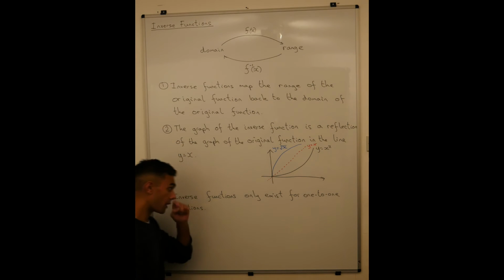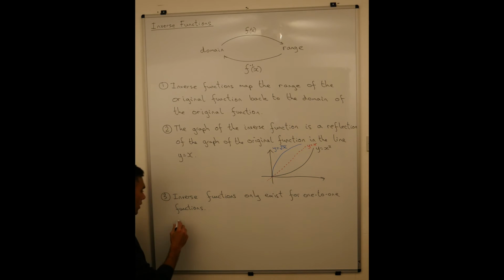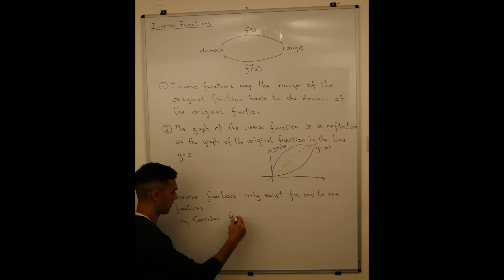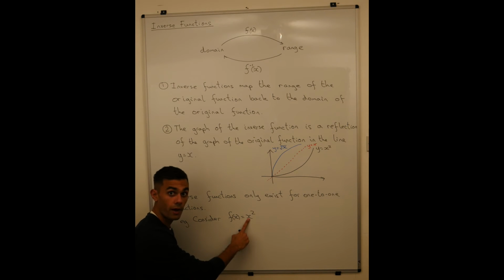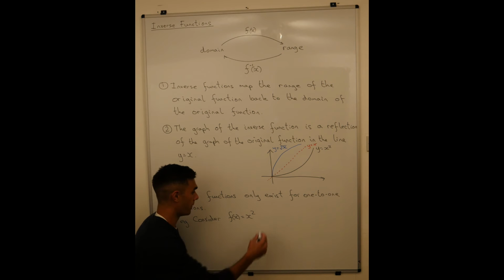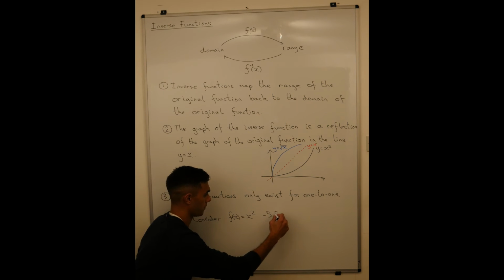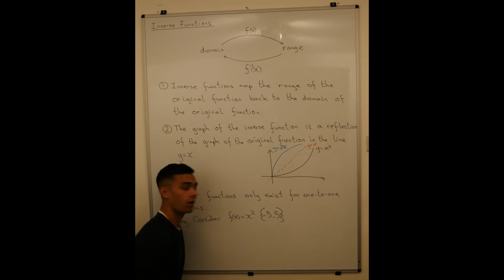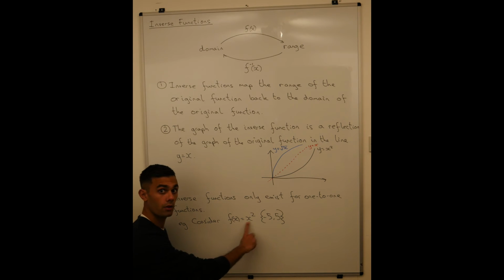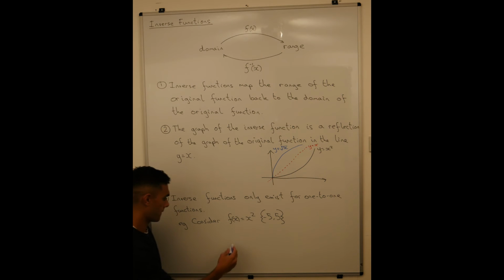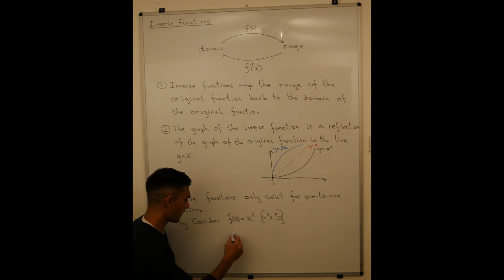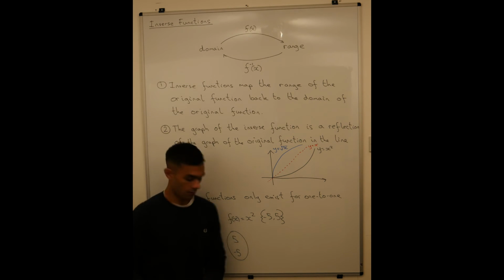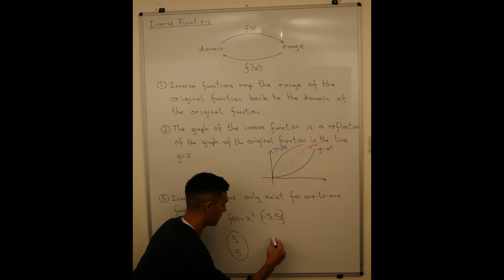Alright, here's an example. To see why it doesn't exist for other types of functions, I'd like you to consider the function x squared. Let's choose a really small domain for it. I've just got 2 numbers in the domain. So let's apply this map to the 2 points in the domain. You've got 5 and -5. If you square both of them, they go to the same number, which is 25.